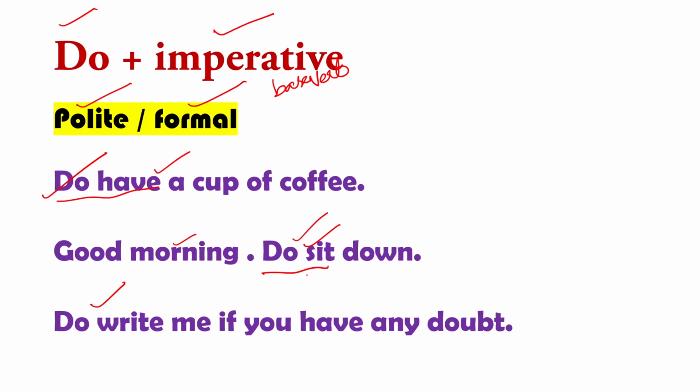Another, "Do write me if you have any doubt," or "do comment" if you have any doubt, just in the comment section. That is the polite way of saying something. Do write me, do comment, do call me if you have any doubt.